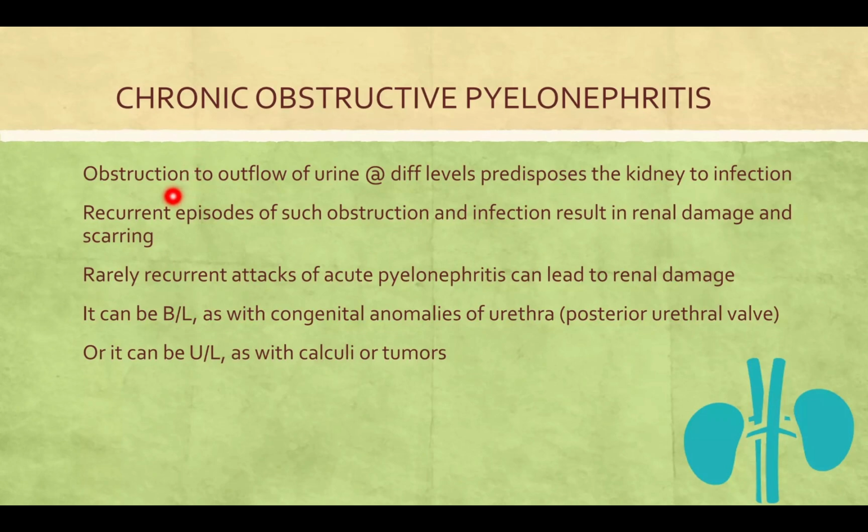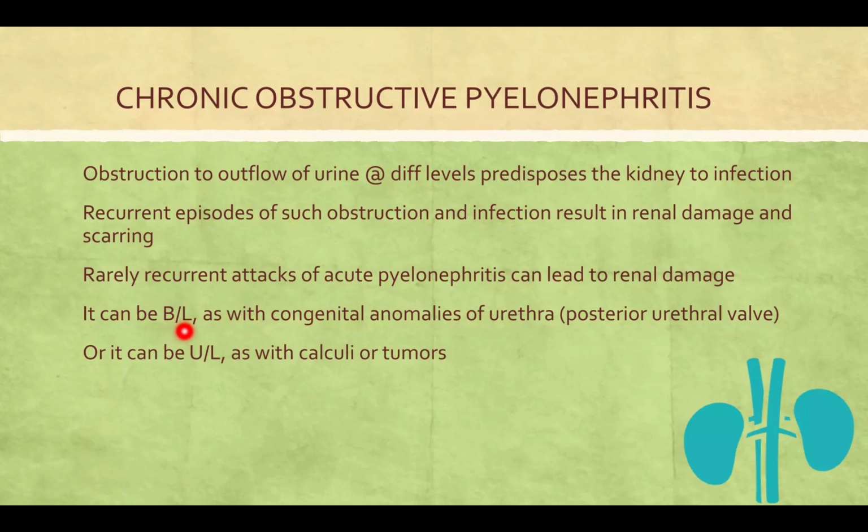Obstruction to the outflow of urine at different levels predisposes the kidney to infection. The recurrent episodes of such obstruction and infection result in renal damage and scarring. Rarely, recurrent attacks of acute pyelonephritis can lead to renal damage. Any disease we can call chronic when the duration of the disease is long, hence it is chronic pyelonephritis.